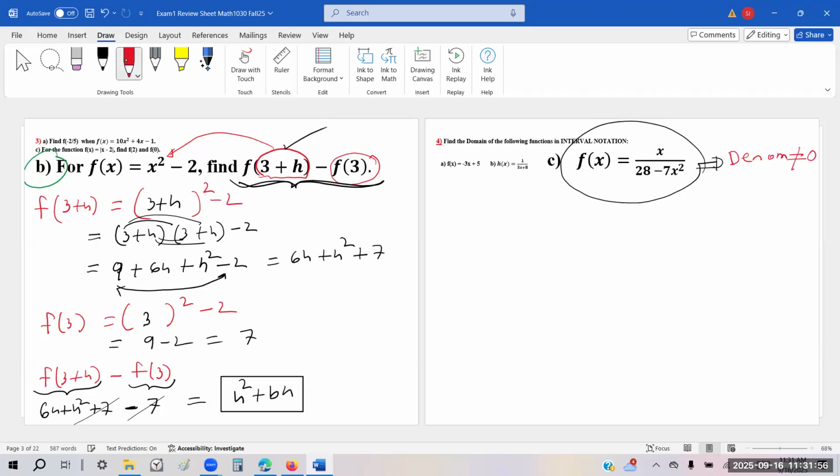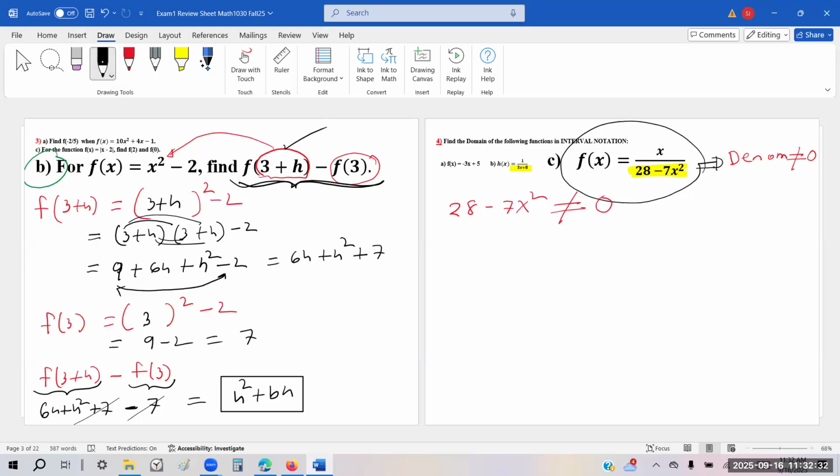Denominator cannot be 0. It can be positive, it can be negative, but cannot be 0. And I'm saying denominator, not x. Denominator cannot be 0. So you take whatever you have on the denominator. It could be an easy question like this, or it could be a harder question like this, but it doesn't matter what you have, that thing cannot be 0. So you take your denominator, 28 minus 7x squared, and you say this thing cannot be 0. And then you figure out which x makes this 0.